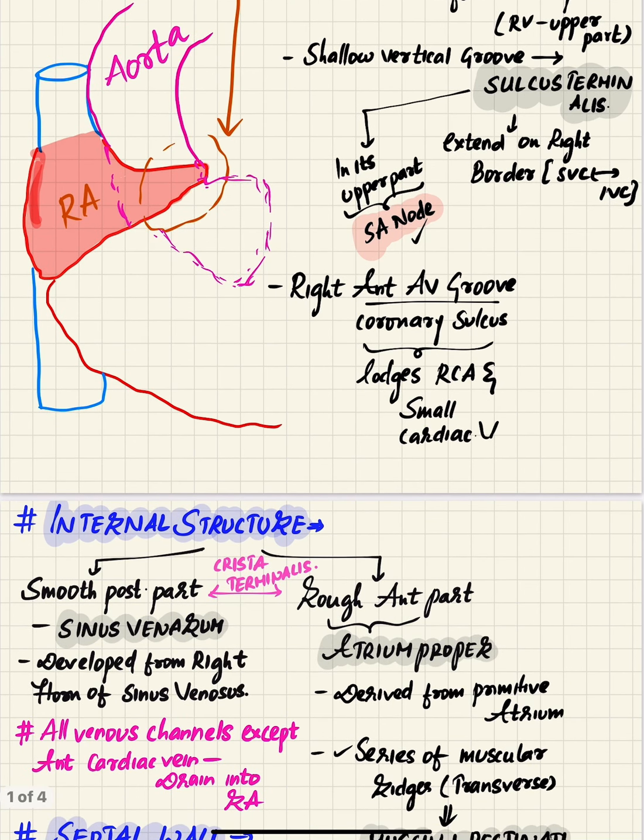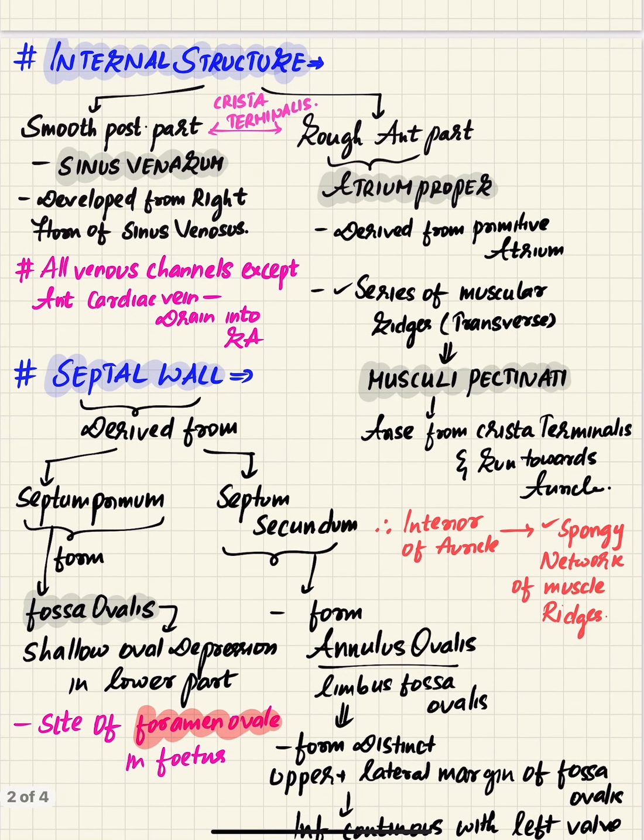The right anterior AV groove, or atrioventricular groove, also called the coronary sulcus. This is the one. Right anterior AV groove or coronary sulcus. It lodges the right coronary artery and small cardiac vein. Small cardiac vein.